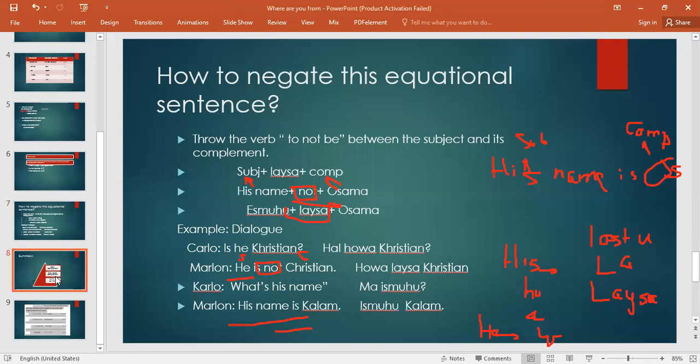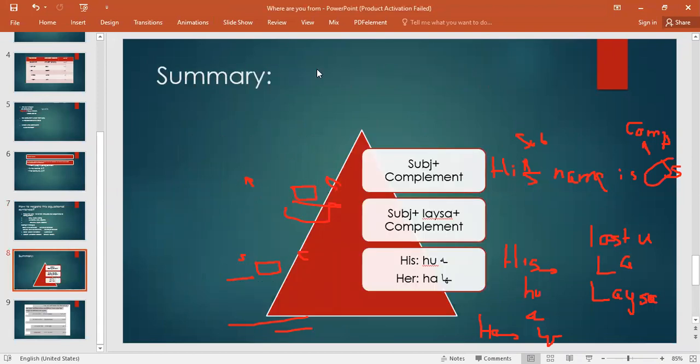Now a summary of our lesson. The summary says that we have a subject and a complement. In order to negate the sentence, put laysa between the subject and the complement. And he says here that "his" means hu and "her" means ha. Just a kindly reminder of everything.